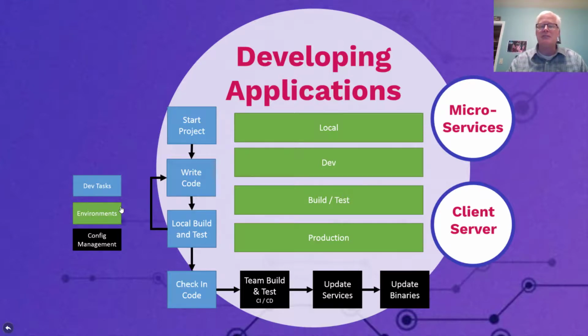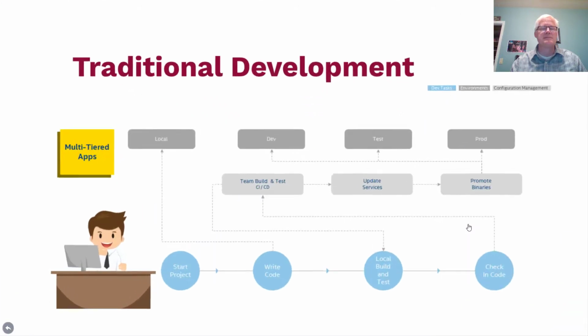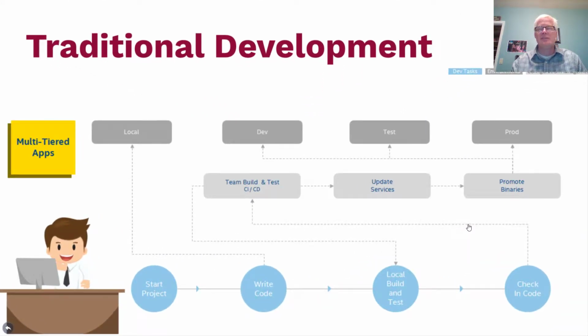The key here is that we've got to progress the code through a local, through a dev integration area, and then into build and test, and then finally to production. Now, in the client server world, this kind of looks like this. The application is typically 2 or 3 tiers, a database, an application server, and maybe a web front end, right?